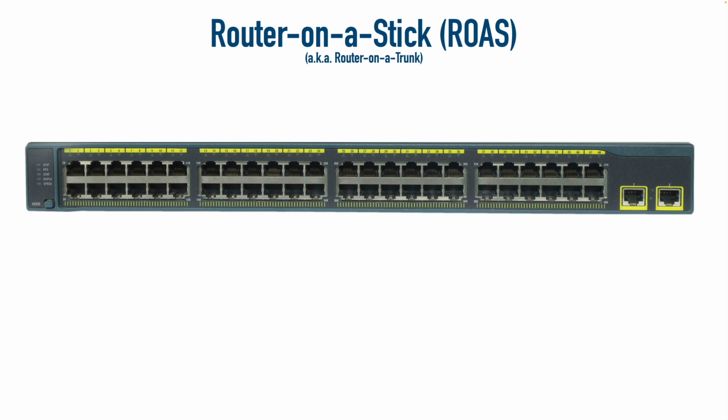Now, let's take a look at this concept called a router on a stick. If we have a layer 2 switch, in other words, it's not able to make forwarding decisions based on layer 3 information, then we might have a challenge if we want to pass traffic from one VLAN to another VLAN.